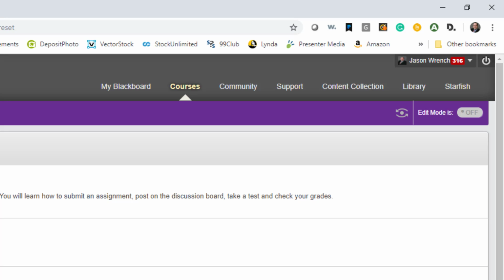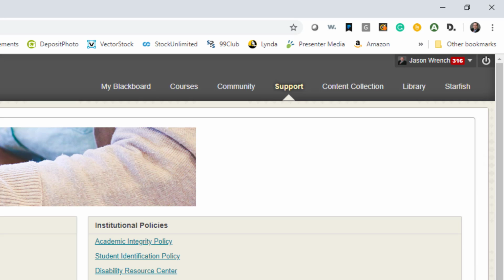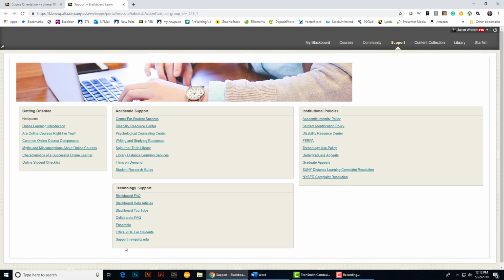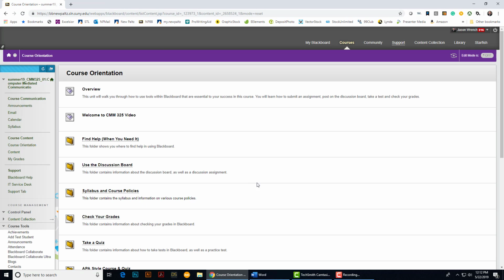If you have other types of questions about support, we do have a support tab up here. I'm going to go ahead and open that for you, which is also basically looking at support on our campus. It does have some Blackboard facts, but it also has institutional policies. It has academic support. So if you need information about the Center for Student Success or the Disability Resource Center or the library, you can find all of that right here when you click on that support tab. So it's actually very helpful to have it right up there at the top for you.